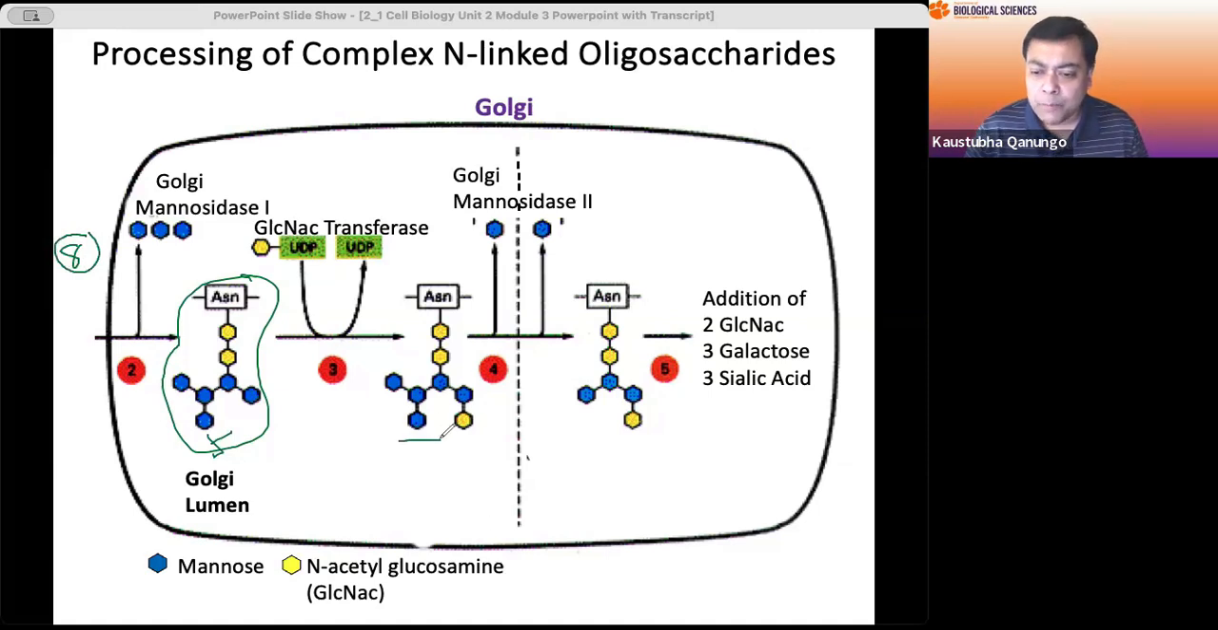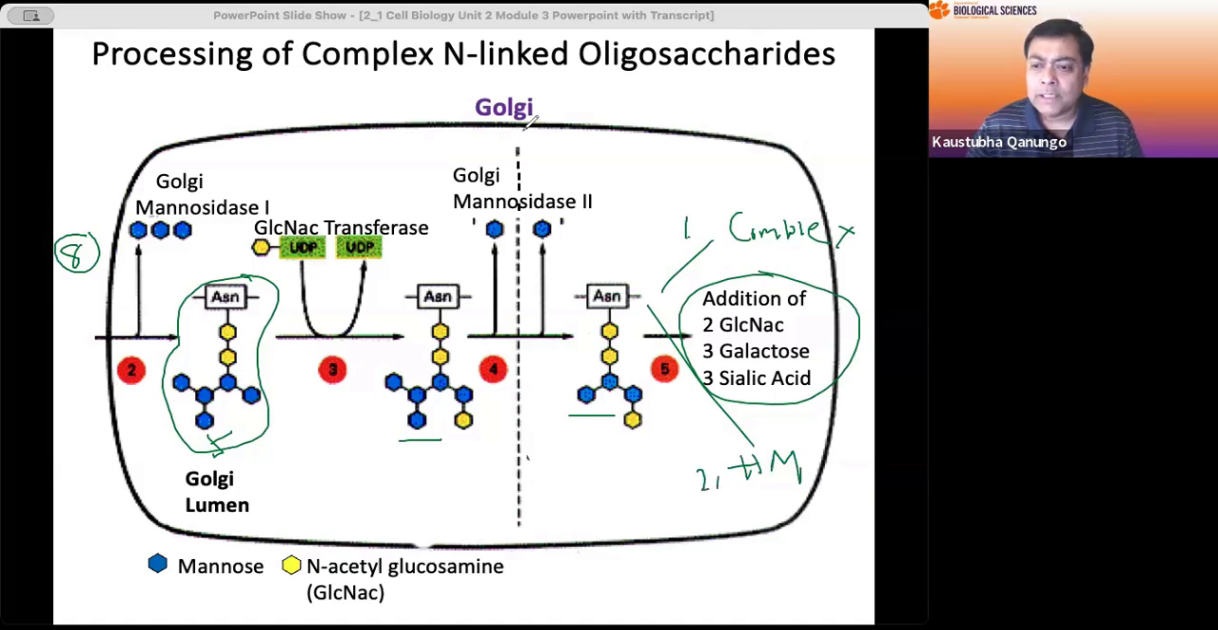And then, stepwise, they can move through. From here, they can be 2 different types. If you add these things, it becomes a complex protein, or it can be a high mannose protein that we just saw. This is essentially due to those modifications.